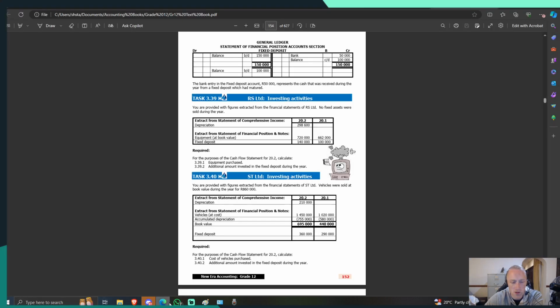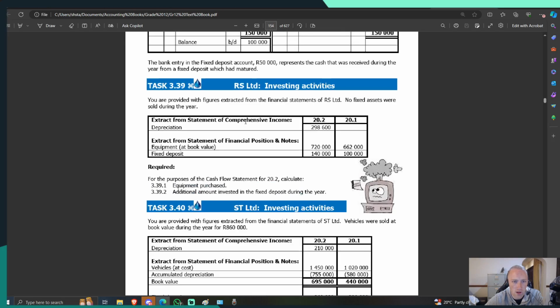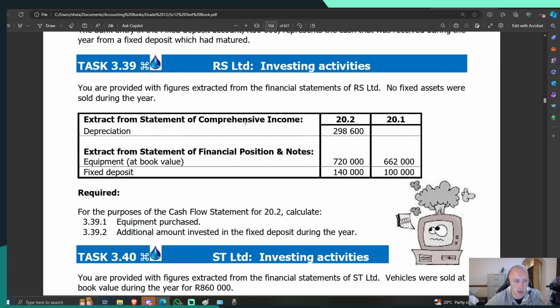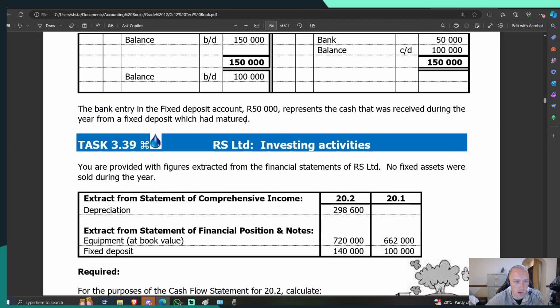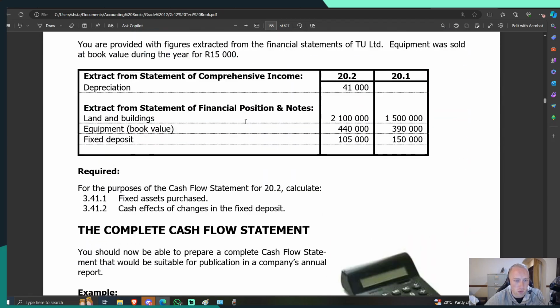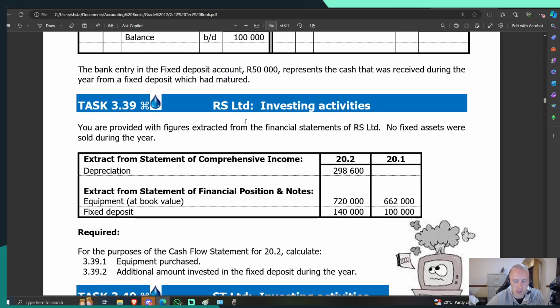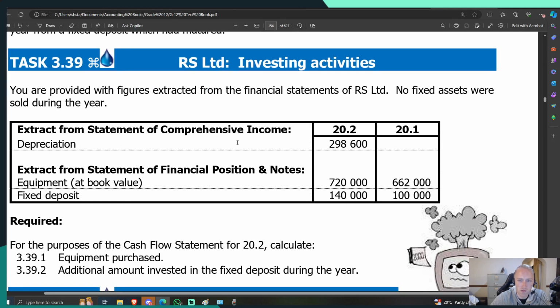So let's go. We're going to just do again, like we did in class, task 3.39 and 3.40, and I think we'll also do 3.41. So let's do 3.39 first. You are provided with figures extracted from the financial statements of RS Limited. No fixed assets were sold during the year. What do we have to do? We must show equipment purchased and additional amount invested in the fixed deposit during the year.